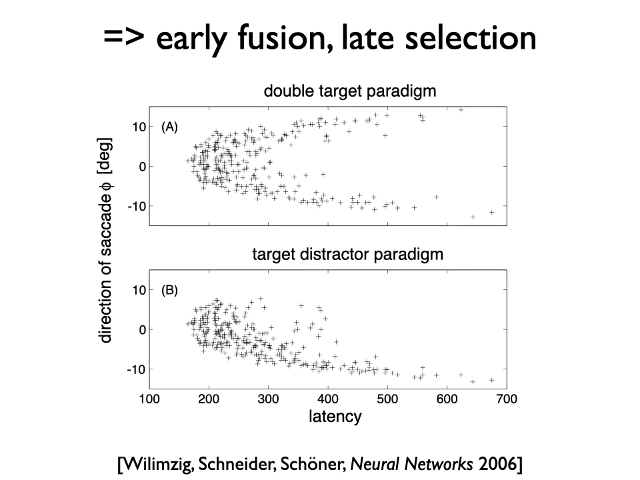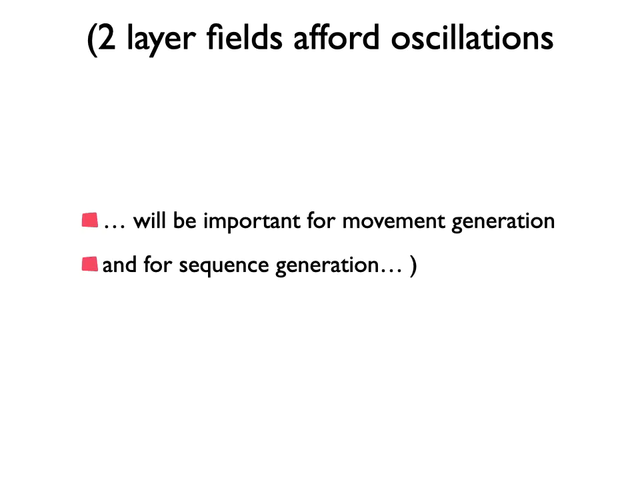So again, this is data from simulation, and you have experimental data that look just like that. So that's an interesting signature of the time course of neural activation. There's more data like that than I want to go into. I mentioned the two-layer field because they generate time structure, for instance, as oscillation or also as active transients. That's important for movement generation, and it's important for sequence generation. I'll be coming back to that in a later lecture.